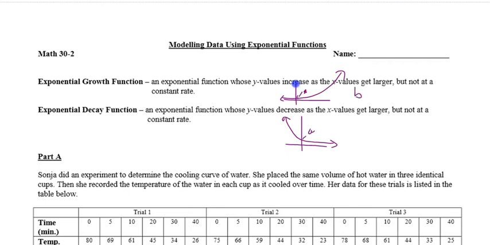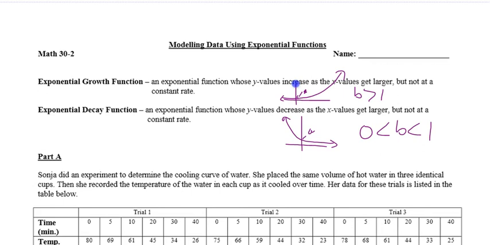What do we know about b if it's increasing? Greater than 1. What do we know about b if it is decay? It's between 0 and 1.